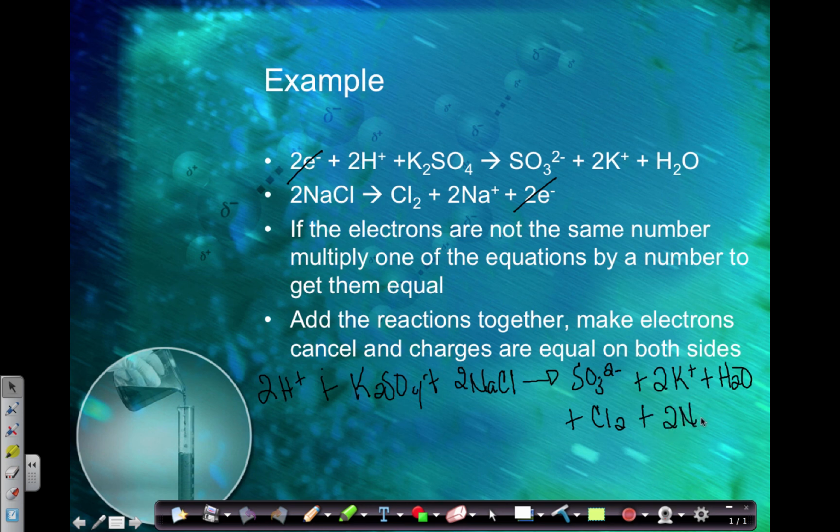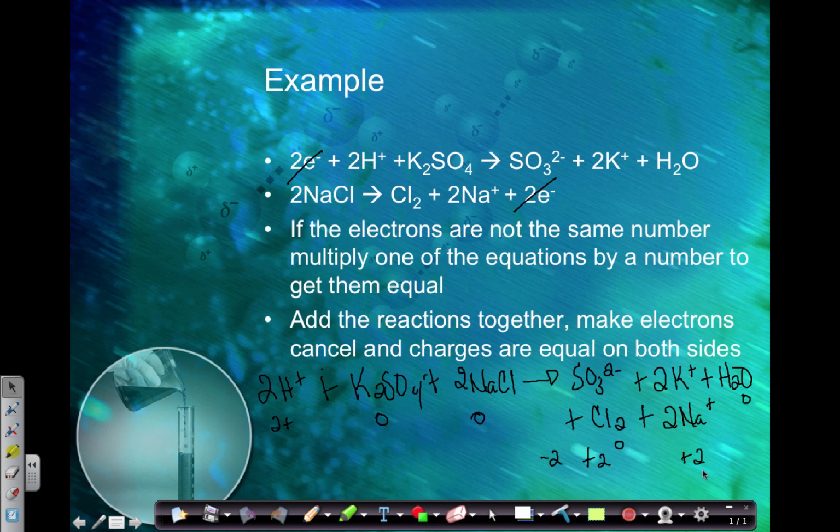plus 2 positives. All right, so now we need to make sure the charges are equal. So we have positive 2 here, 0 overall here, 0 overall here. I have a negative 2 right there. I have a positive 2 right there, 2 times positive 1. I have a 0 here, I have a 0 here, and then I also have a positive 2 on this side. So these two cancel. I'm left with a positive 2, and then I also have a positive 2 on this side, so hallelujah, I'm done.